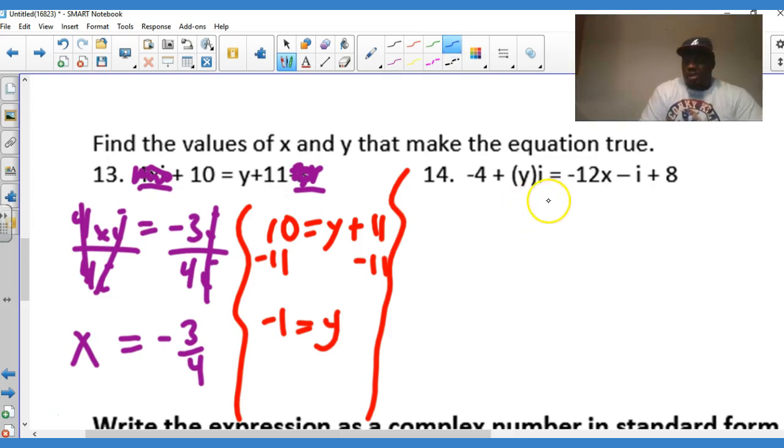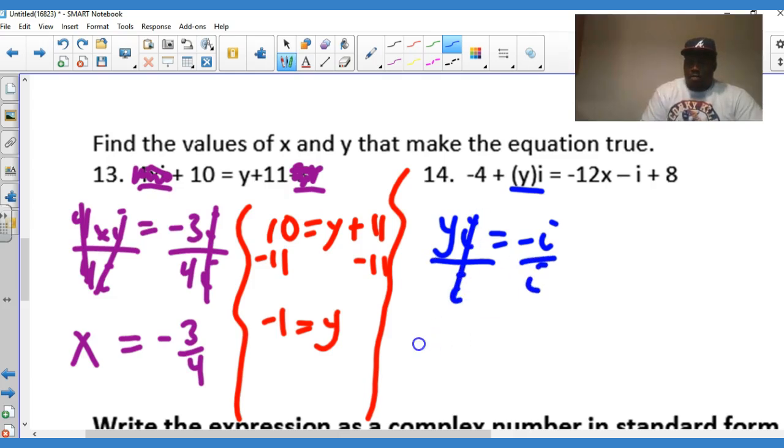Over on 14, same type of problem. Look at my imaginary parts. I have yi equals negative i. Now, I solve for y. I'm going to divide by i on both sides. Over here it cancels, so I have y equals, and over here i over i cancels, so it's just a negative left right here. So it's going to be negative 1.